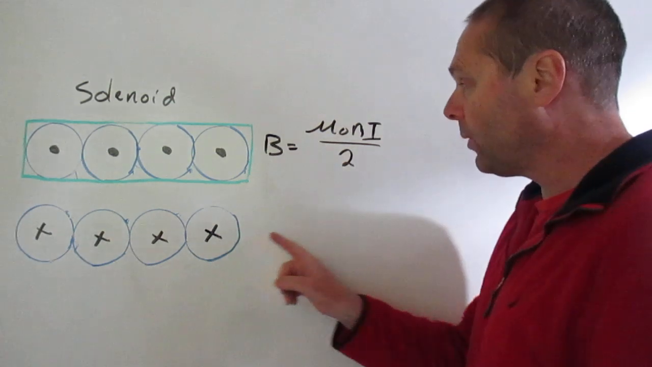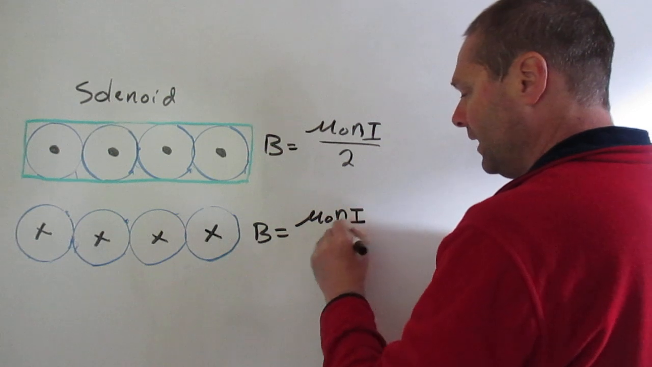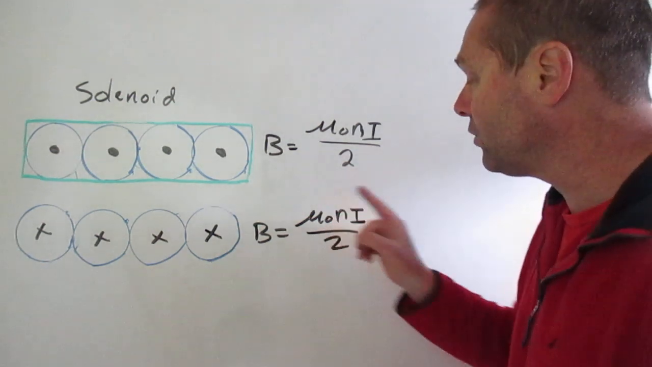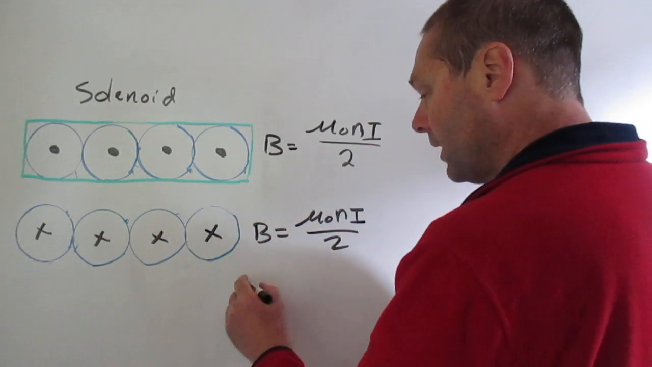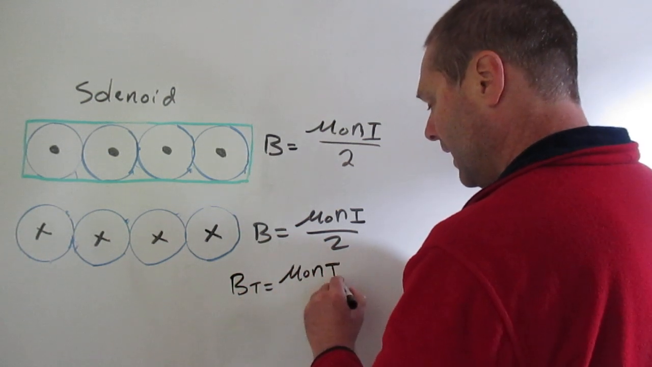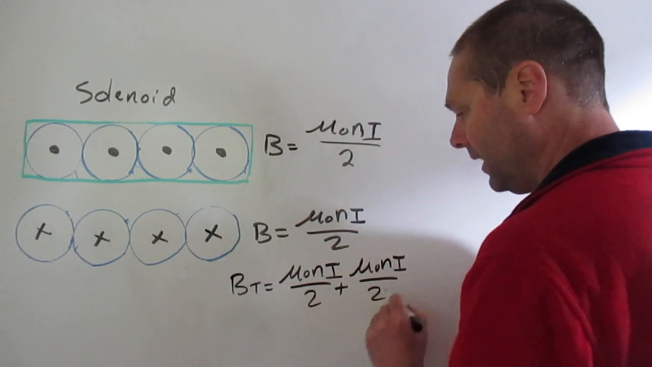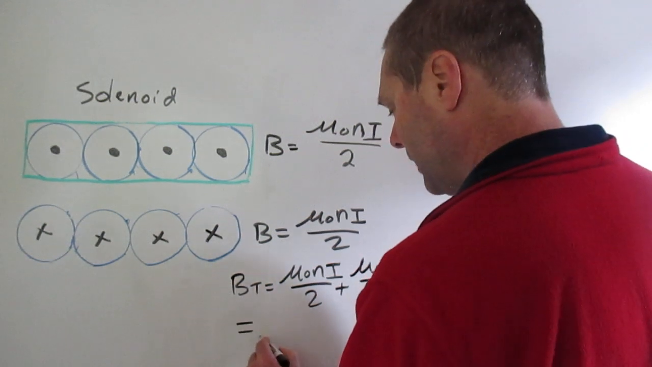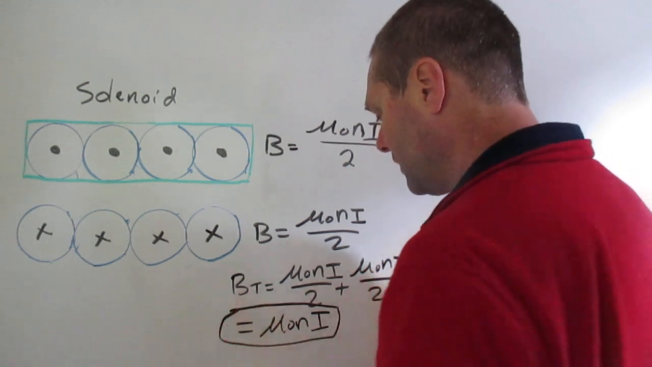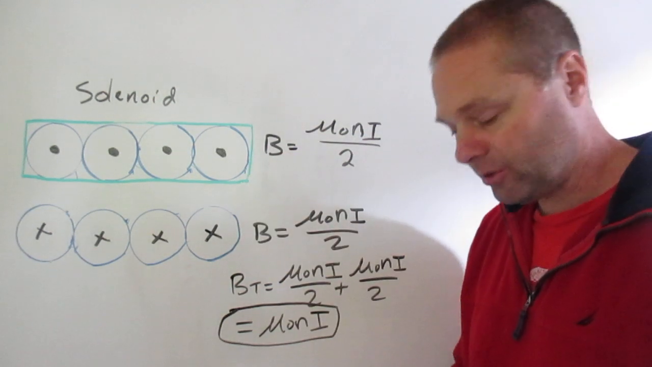Likewise down here, the magnetic field is going to be mu naught Ni upon 2. Right? So that's going to be for both of them. We can sum the two of these up for the total solenoid. So B total is equal to mu naught Ni upon 2 plus mu naught Ni upon 2. And what we ultimately get is mu naught Ni for the total magnetic field for these two infinite sheets of charge.